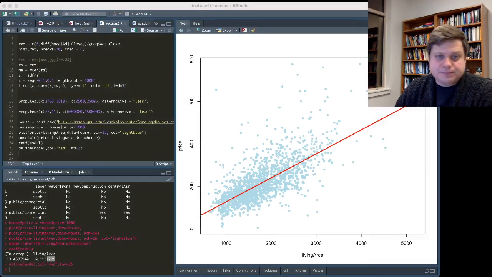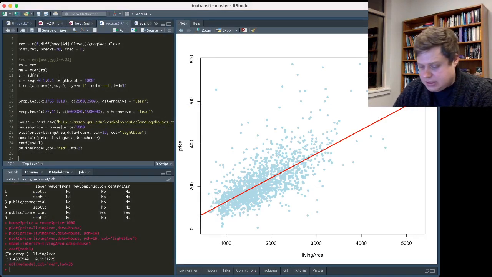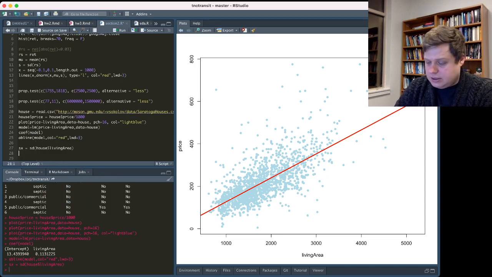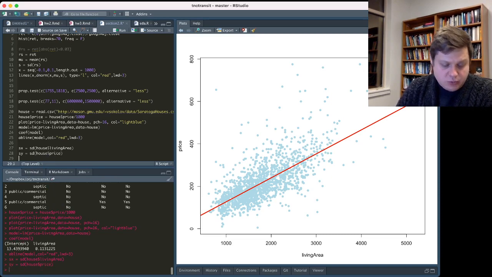Let's go back to R. So we're going to apply those formulas here. Let's calculate the standard deviations. S of x is just the standard deviation of x, which in our case is the living area. And the standard deviation of y is the standard deviation of the price. And then we have to calculate y bar and x bar.